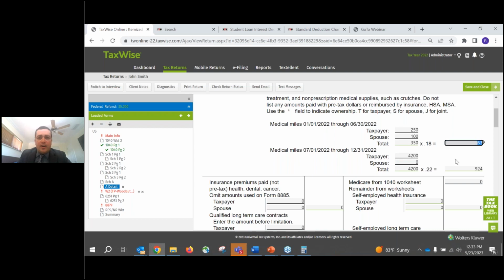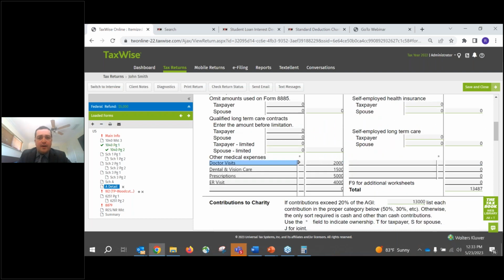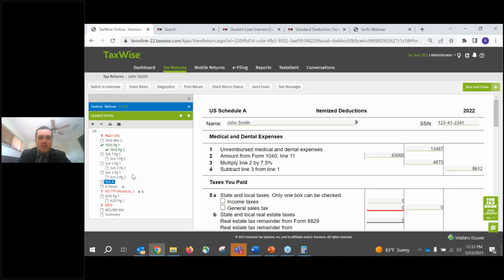And now that we've entered in some of this information here, let's actually go back. We can see the total, 13,487. Let's actually go back into our Schedule A. We can see that this 13,487 has pulled from where we entered it on the detailed version. And this actually is going to surpass our cap. And look, this is an $8,600 deduction. That's pretty hefty for just medical expenses.